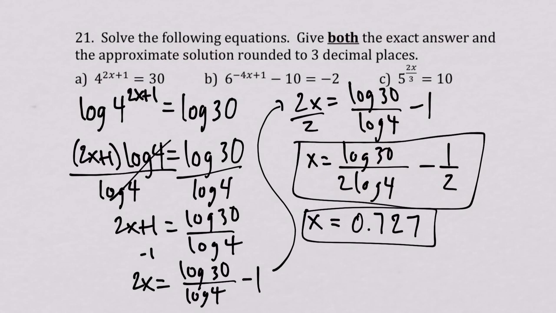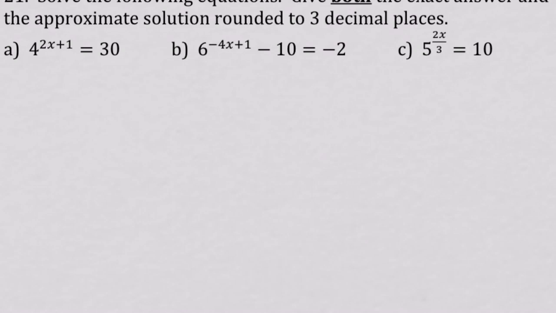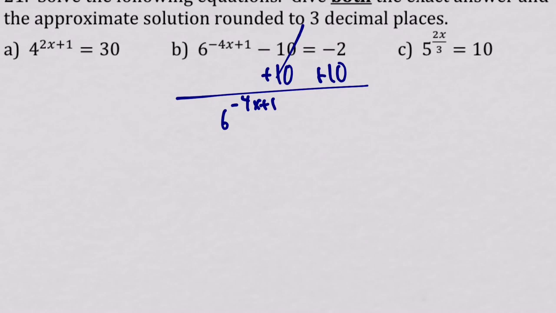Okay, now that I hope you got the hang of it a little bit, I'm going to go through the other ones a little bit faster. So let's start with letter B. B. 6 to the negative 4x plus 1 power minus 10 equals negative 2. First thing I'm going to do is kick out the 10. It doesn't belong. Don't take the log of both sides until you get rid of everything that is around your power, okay? So that goes away. 6 to the negative 4x plus 1 equals 8.